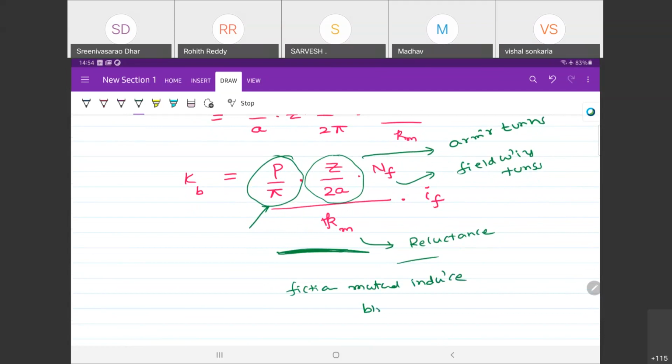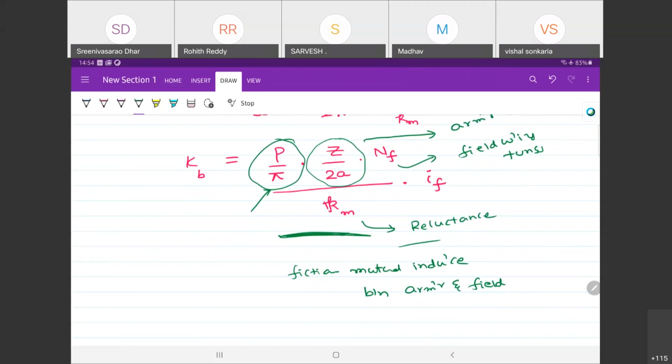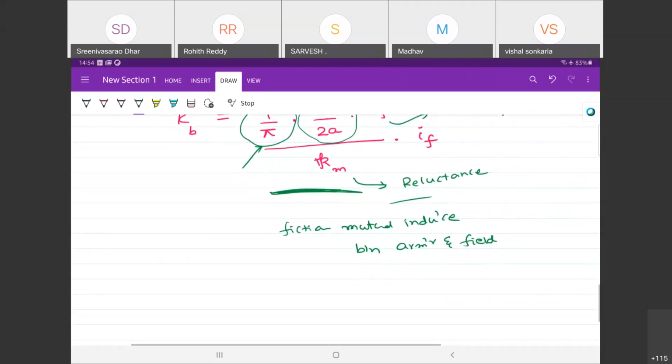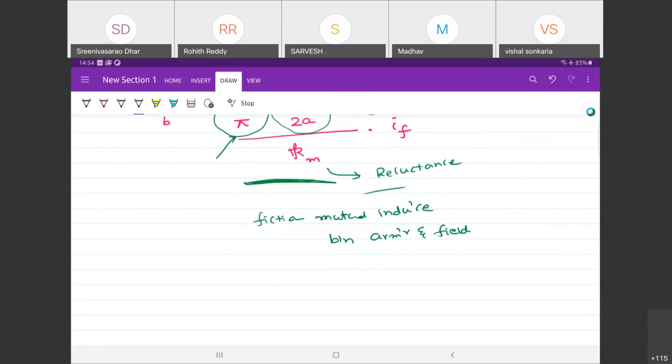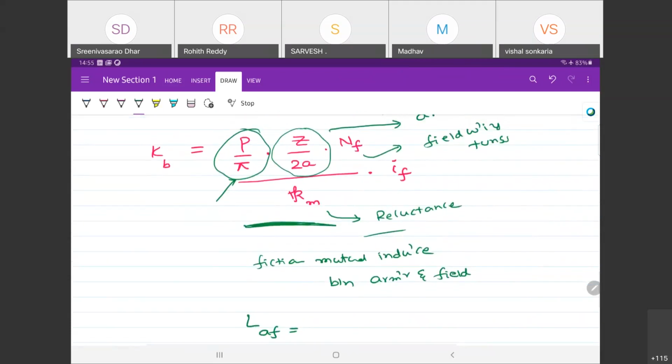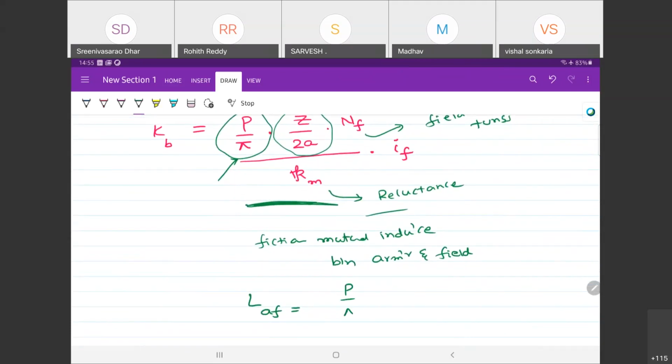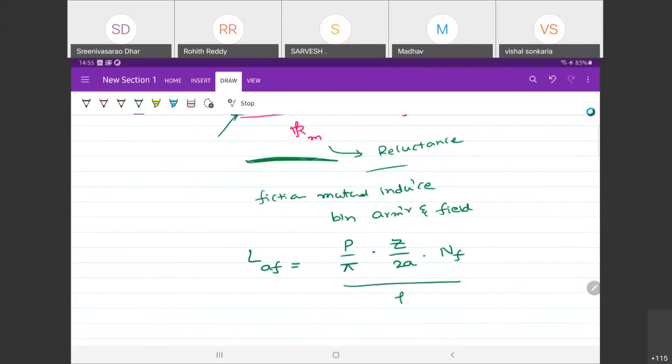So it is between armature and field, right? So that gives you a fictitious mutual inductance between the armature and field. So why is it imaginary? Because of this P by pi term, so that is imaginary. Everything is constant here. We define this one as LAF. What is LAF? It is P by pi into Z by 2A into N_F divided by this reluctance Rm.